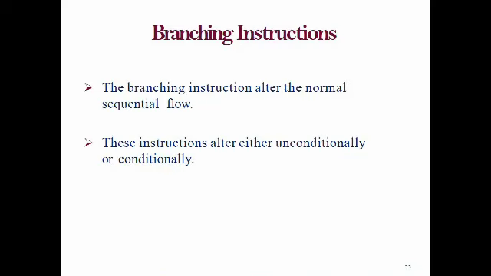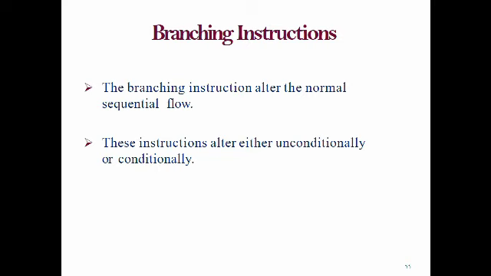The branching instructions normally alter the normal sequential flow of the program. That is, our program control will move from one address to another address. These instructions are generally used when we are using subroutines or when we are using the program in the form of a loop. So these instructions alter the flow either conditionally or unconditionally. Let us see the different branching instructions.